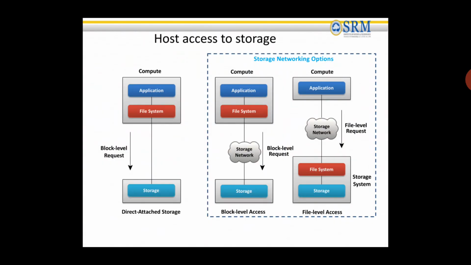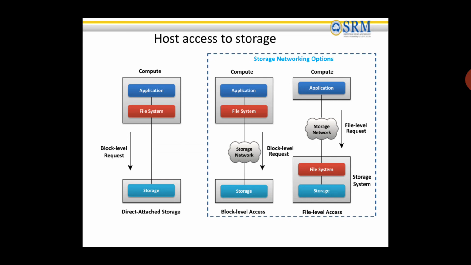And this is the diagram for host access to storage. Here you can have direct attached storage. That means by using block level requests, any application can communicate with the storage directly through the file system. In the storage networking options, we have block level as well as file level access. In the compute part, the application and file system can be connected to the storage via the storage network, and here it is file level access.